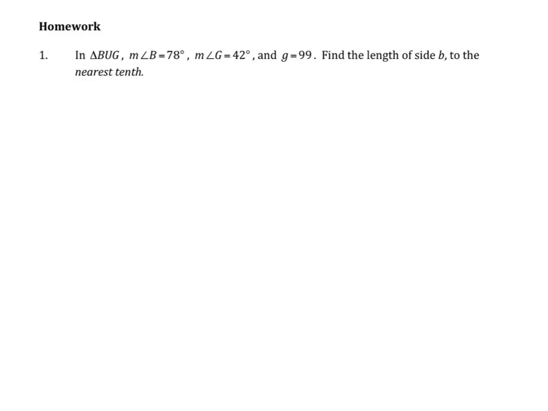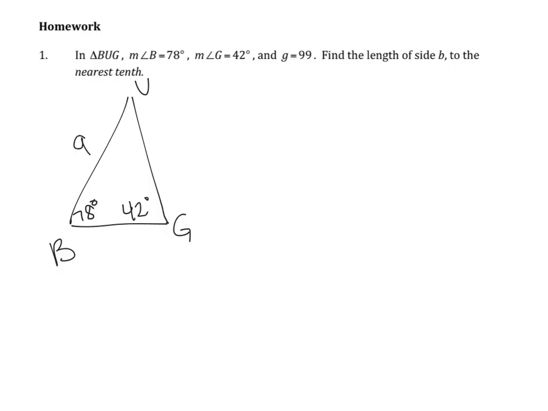So the first thing again I would do is draw a picture. That's very important. And you can draw any old triangle. You don't need right triangles in order to use the law of sines. That's particular for law of sines. So angle B is 78 degrees, angle G is 42 degrees, and the length of side G is 99. We're looking for the side that's opposite angle B.